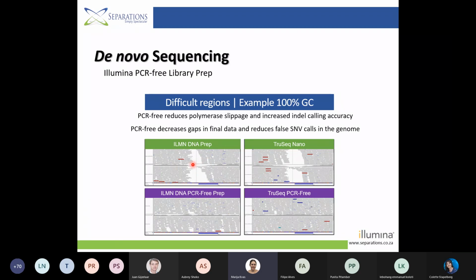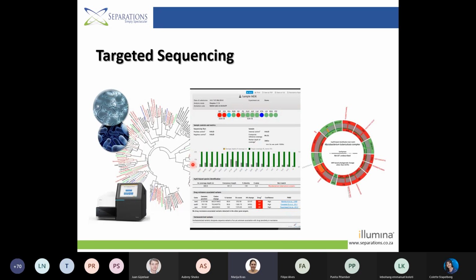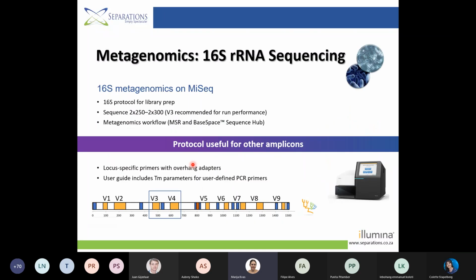And so this is where PCR-free library prep has a huge advantage. When it comes to targeted sequencing, obviously, we want to zoom in, like you saw. We want to zoom in either identifying specific taxa that we want to work with, or we want to look into, let's say, antimicrobial resistance, right? Or any other gene of interest that you know is important for the research that you are doing.